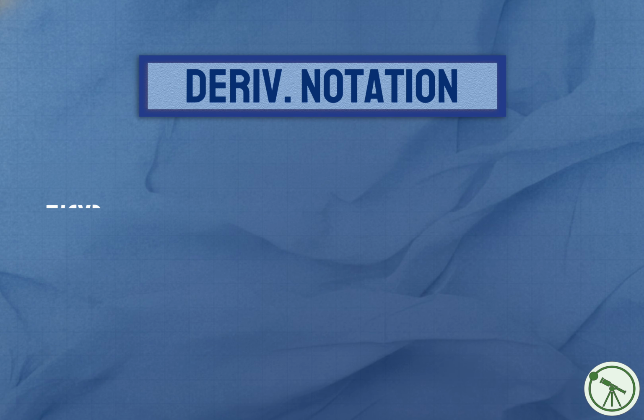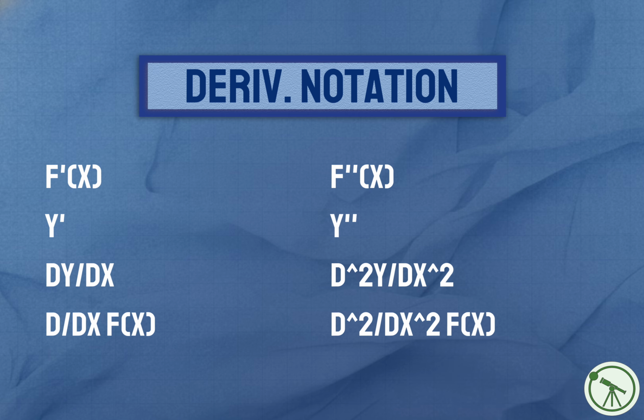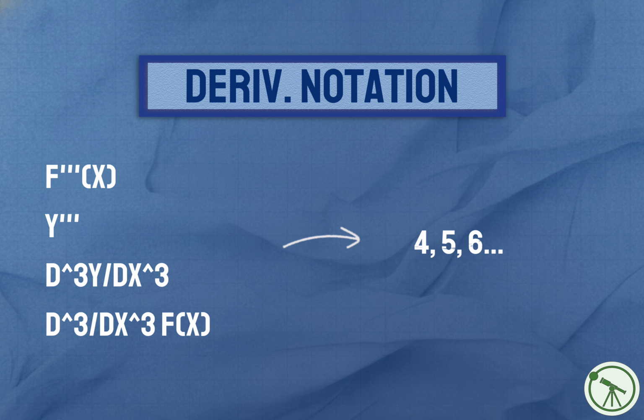Let's quickly go over the notation for these. You'll often see notations like f prime of x, y prime, dy over dx, or d over dx of a function. But things get a little different for the second derivative. You'll see things like f double prime of x, y double prime, and even d squared y over dx squared, as well as the notation including the function. And if you have some insight, you'll know that this same pattern applies for the third derivative and so on.